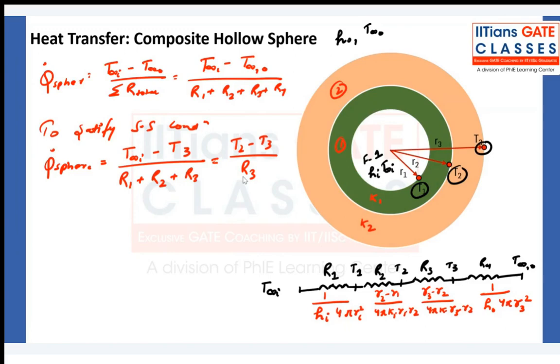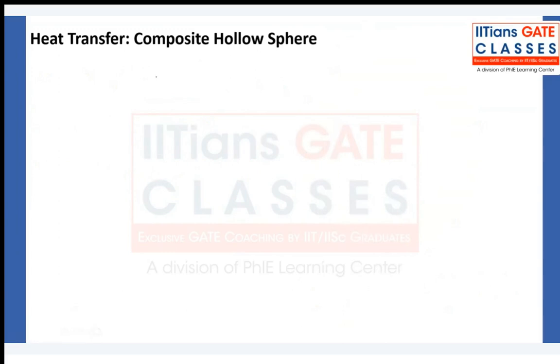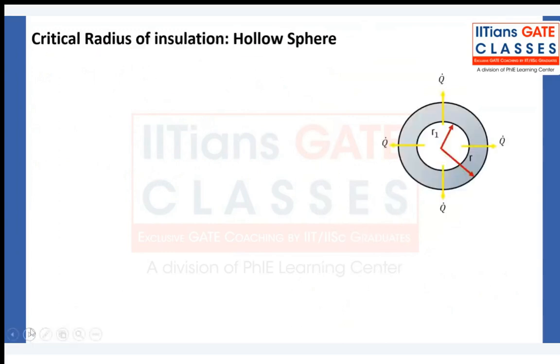Chalo, let us move on. Let us also understand, so this is the same thing. Now we do not need more space for it because we have already explained. Critical radius of insulation for hollow sphere. So what do we know? Q of sphere is equal to, so let's say this is R1, this is sphere.